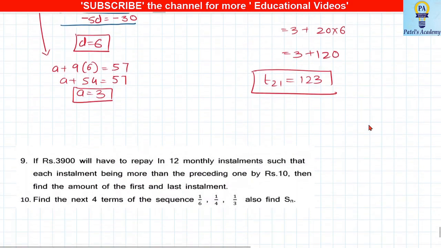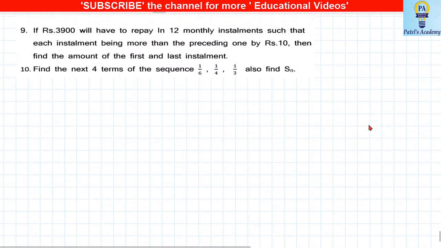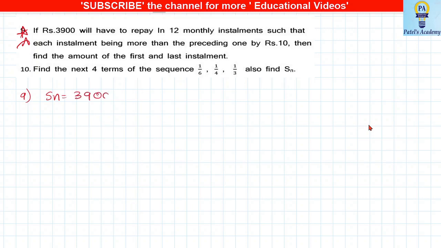Okay, let's see the next one, the 9th sum. Again, the 9th sum is very important. Rupees 3900 will have to be repaid in 12 installments. Okay, so Sn is 3900. Number of installments, so that is n is 12, and each installment is more than the preceding by 10. So d is plus 10. Or you can write only 10.